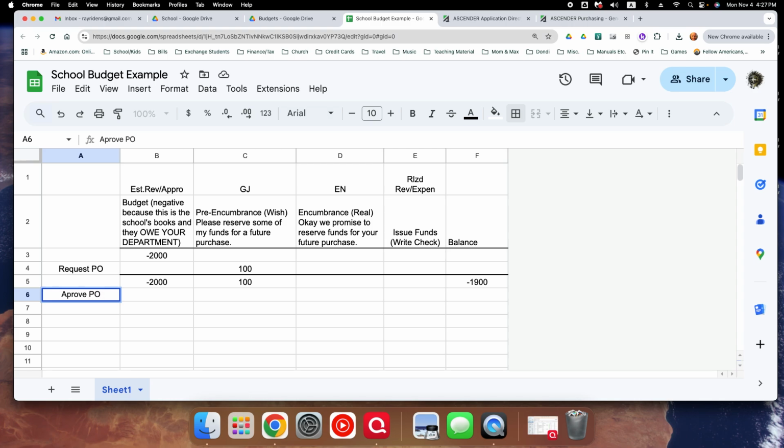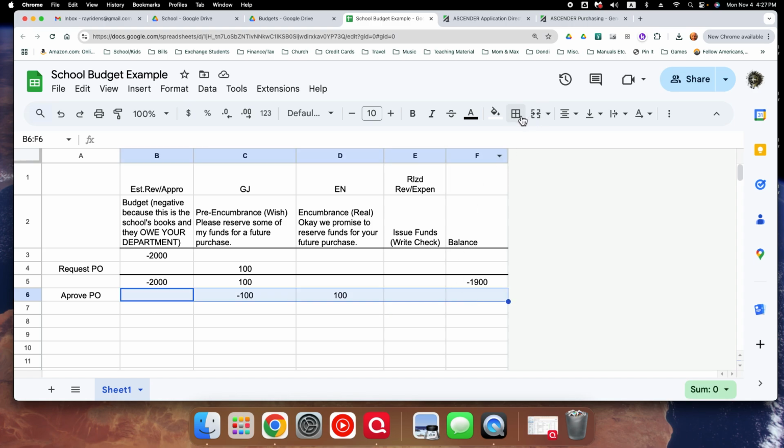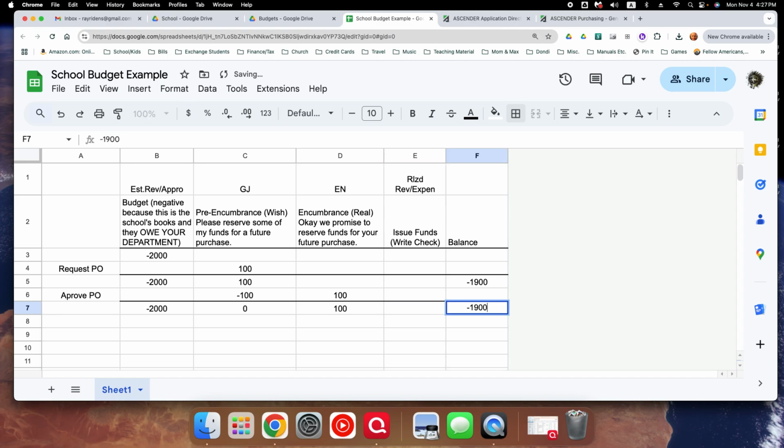Approve a PO. I have to take it out of the general journal account, or the pre-encumbrance, and move it over here. Had to take it out of there and move it here. Things are moving from one account to the next. Let's look at the total. Here you've got minus $2,000. What's 100 plus minus 100? 0. What's the balance? 1900.